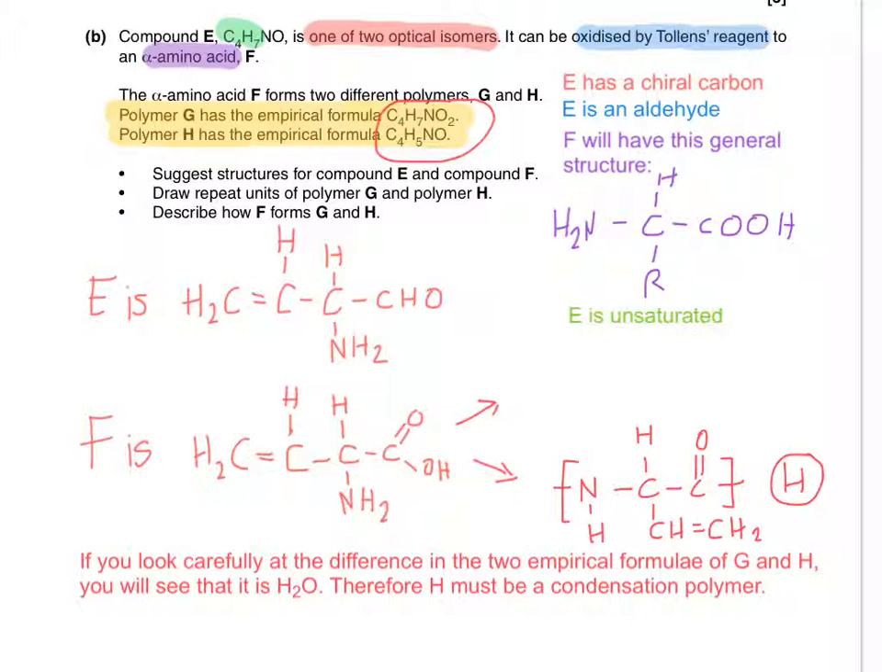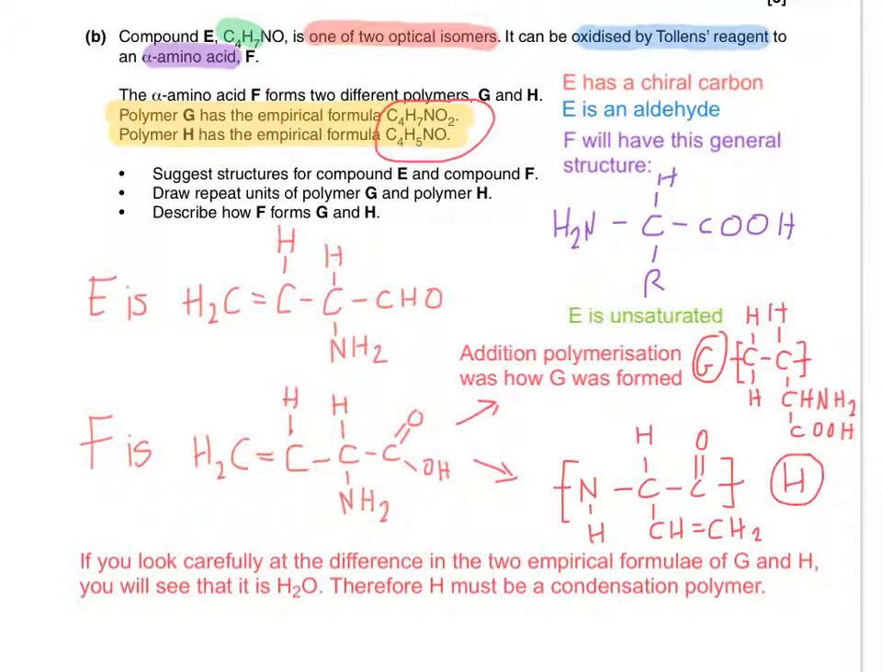C4H7NO2. The other polymer, G, must be a different type of polymer, which is an addition polymer, so that would require me to break the C double C bond and leave the rest of the molecule alone. So you need to also say how F forms G and H. So saying that one is addition polymerization, the other one is a condensation polymer, will cover you for that.